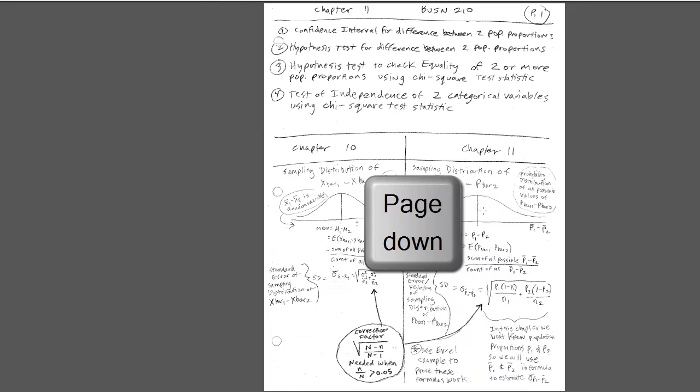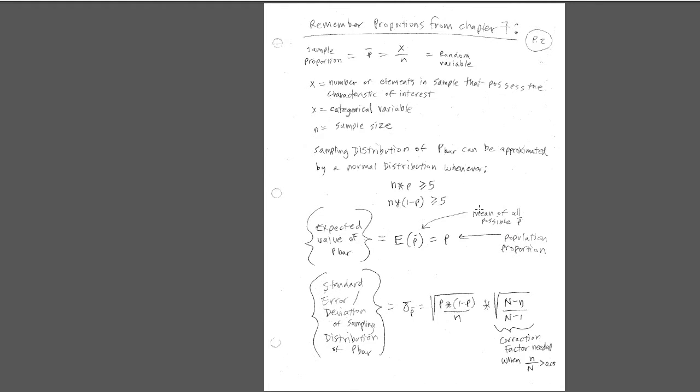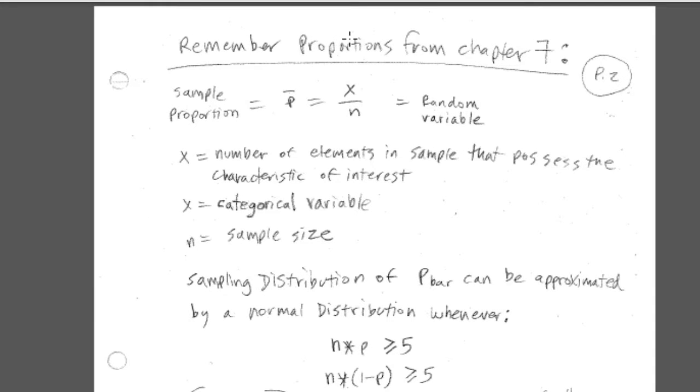Now I'm going to hit page down in the PDFs, because I want you to remember proportions from Chapter 7. A sample proportion, Pbar. Hey, we have some x and n. The x is simply the number of elements in the sample that possess the characteristic of interest. X is a categorical variable. So our first example will have yes and no. And the x we're interested in is yes. N is the sample size. So when we count how many yeses, we compare it to the sample size. And boom, we get our Pbar, or sample proportion.